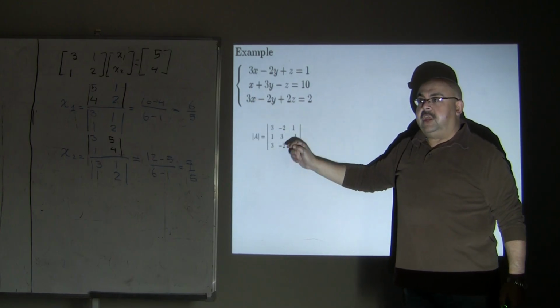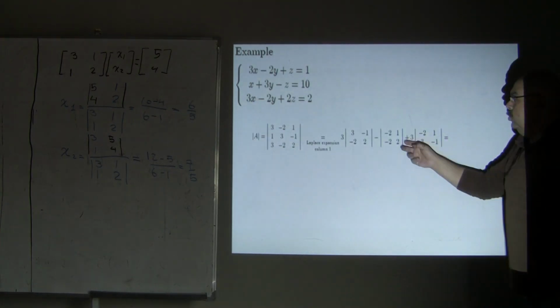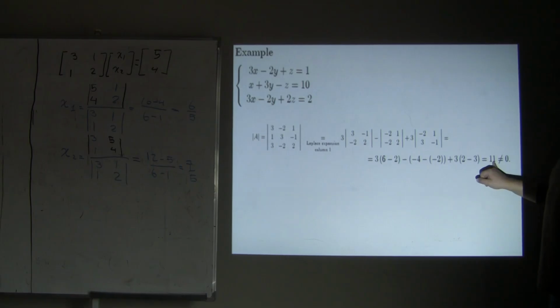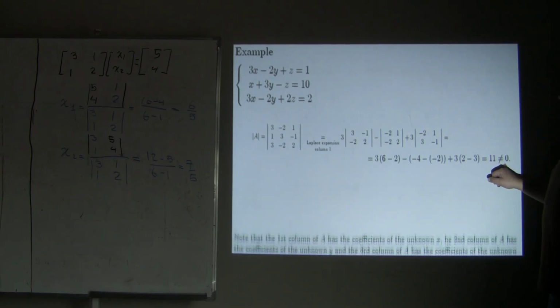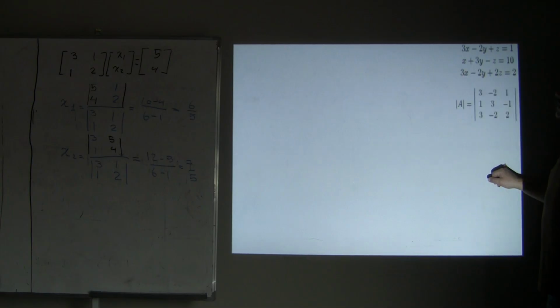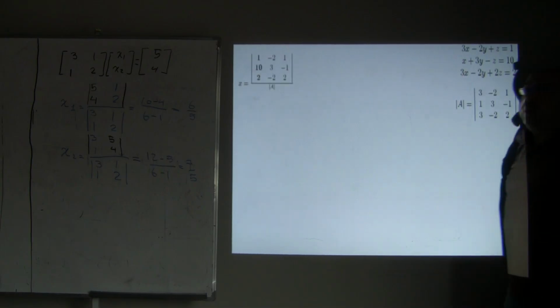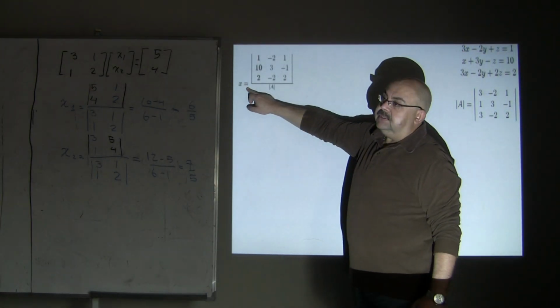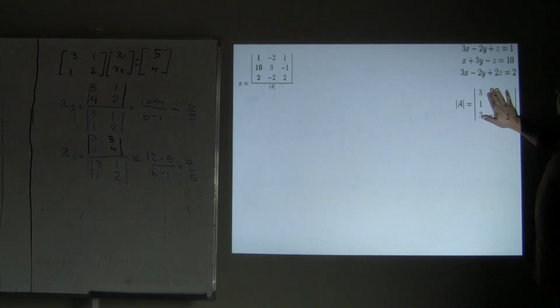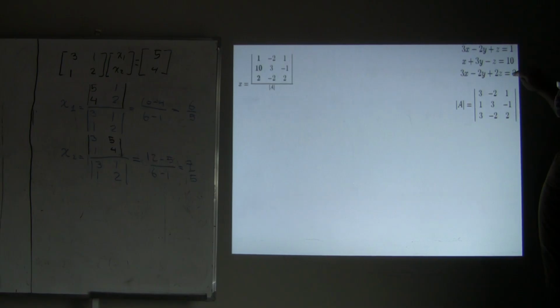Here we go. You can evaluate the value of this determinant. If you use Laplace or whatever, it's 11. Doesn't equal 0. It means I can use the Cramer method. Okay, let's use the Cramer method. I will get the value of the first variable, which is x1, that's the x. Here is the coefficient matrix. I will replace the first column by 1, 10, and 2. Am I right? So I will replace this one by 1, 10, 2.